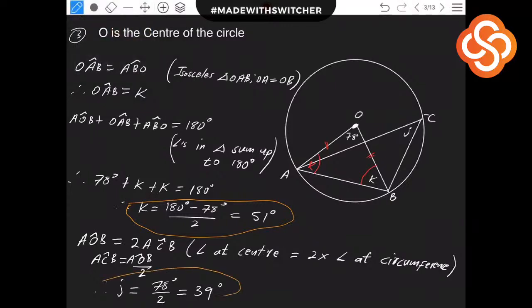So now there's our solution. We know the value of K, which is 51 degrees, and we also know the value of J, which is 39 degrees. We've solved this question. Let us move to the next one.